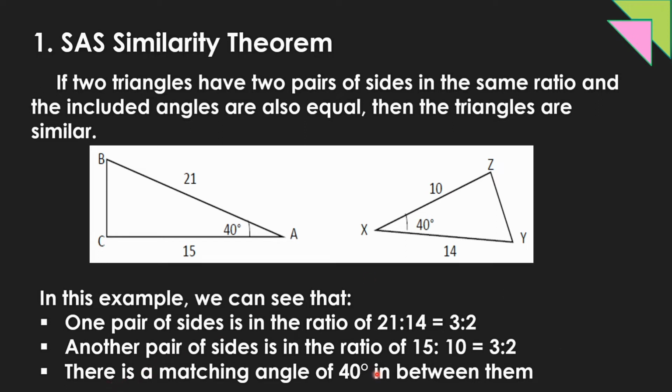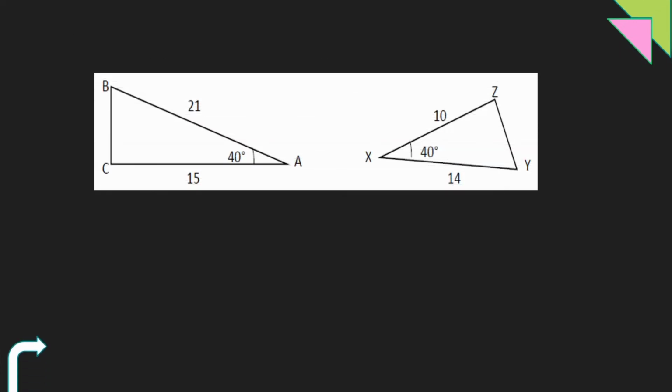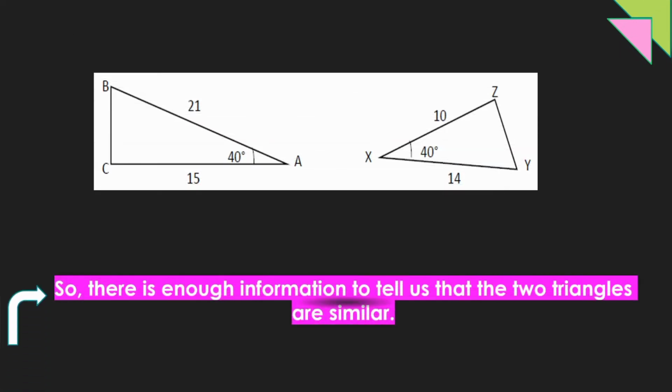Then, there is a matching angle of 40 degrees in between them. So, between side BA and side CA, there is angle A. So, this is the included angle in triangle ABC. And in triangle XYZ, the included angle is 40 degrees. So, that is side, angle, side. So there is enough information to tell us that the two triangles are similar.